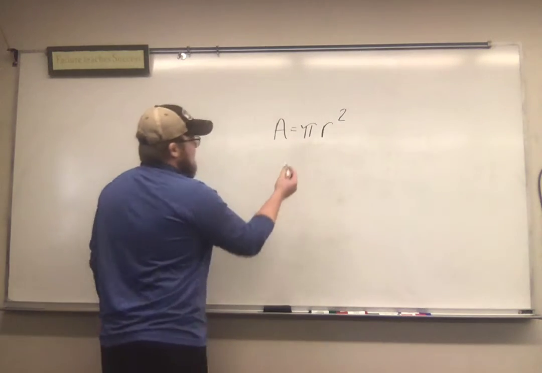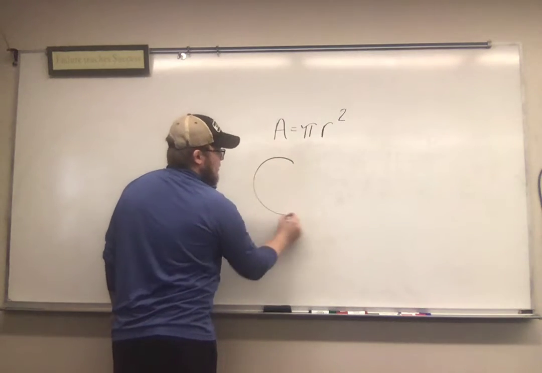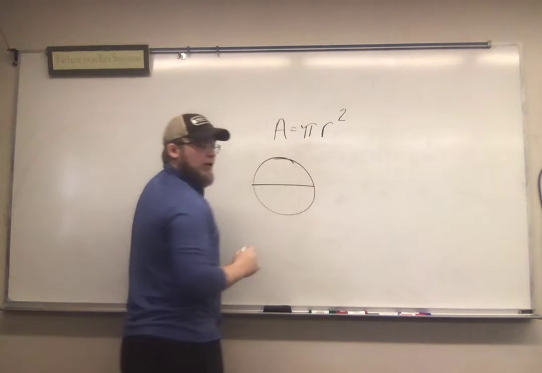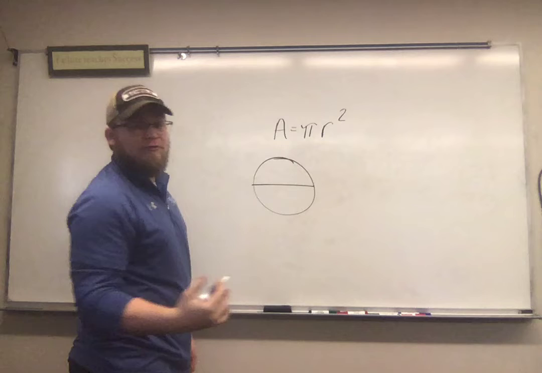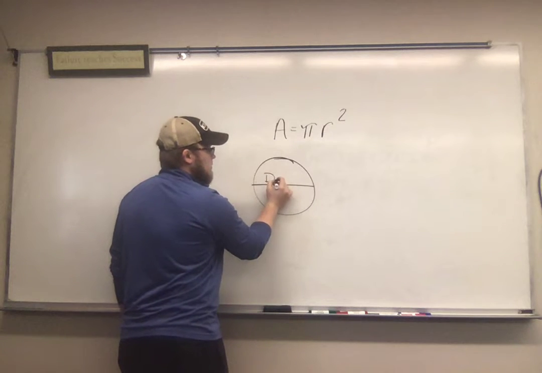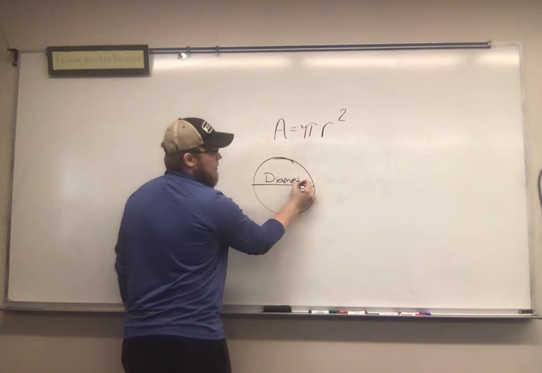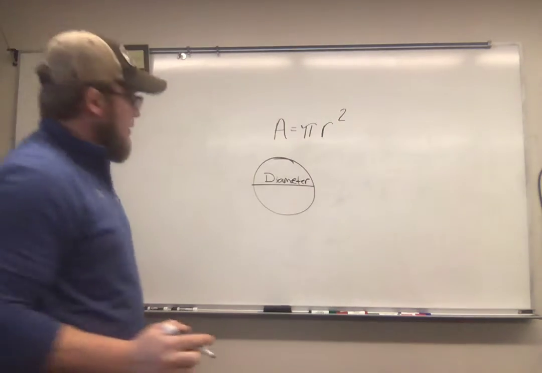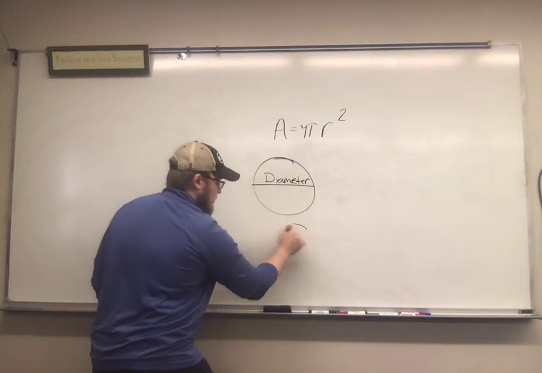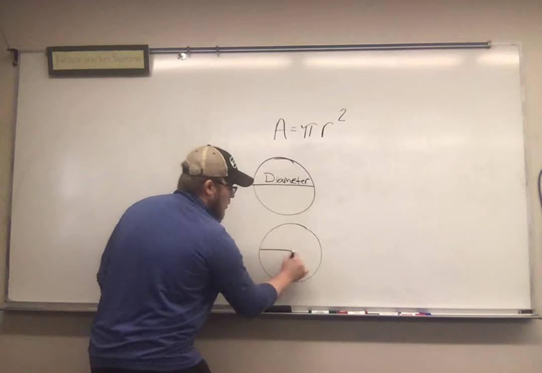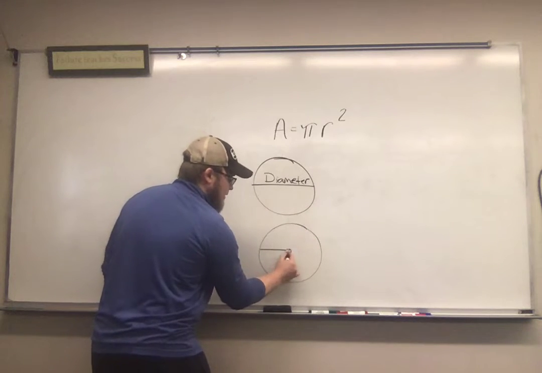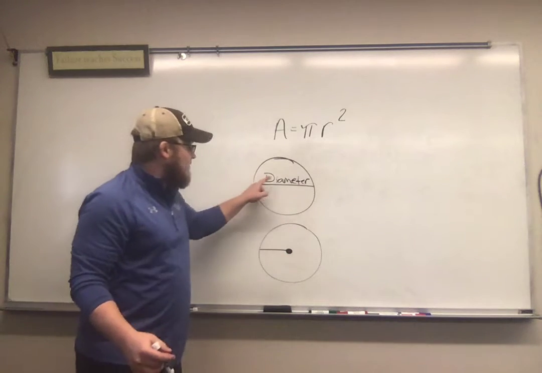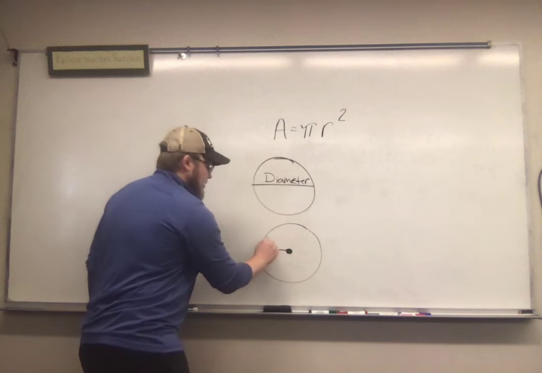So let's just start. Obviously, circle. Okay, all the way across. All the way across. We've talked about this. We used this in the circumference. That is called the diameter. Again, all the way across, that is called the diameter. Okay, we'll draw another circle. Only halfway to the center, okay, so half of the diameter, that is called the radius.